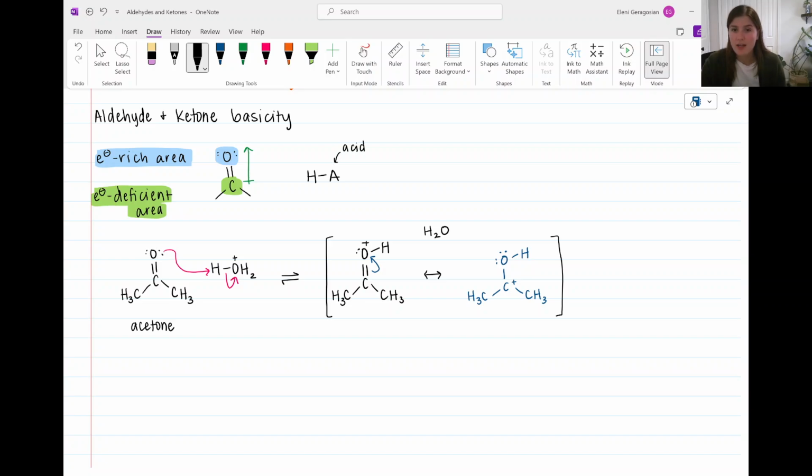However, it's not as significant of a resonance contributor as the first one, because in the first one, all atoms have a closed shell. So here, all atoms have a full octet, or in other words, a closed valence shell. This on the right is the carbocation structure.